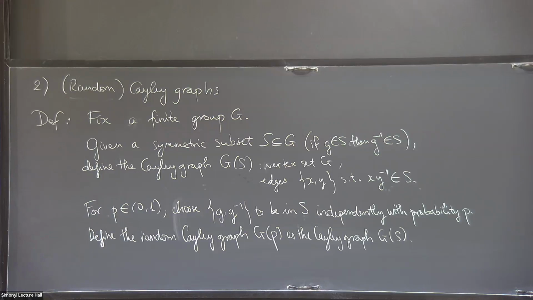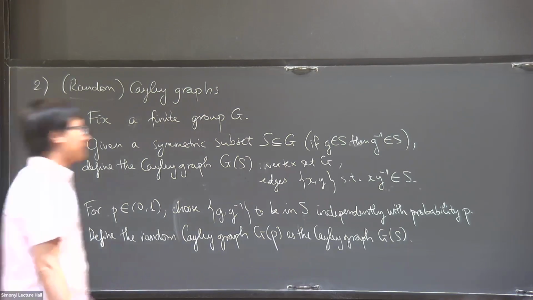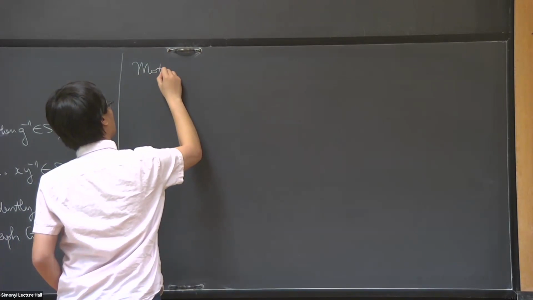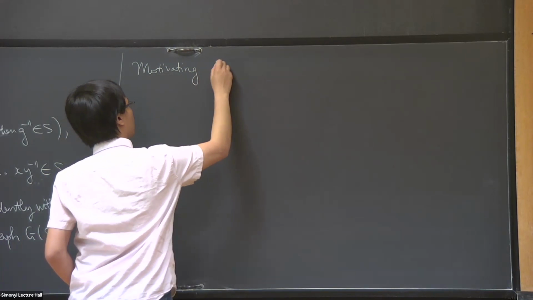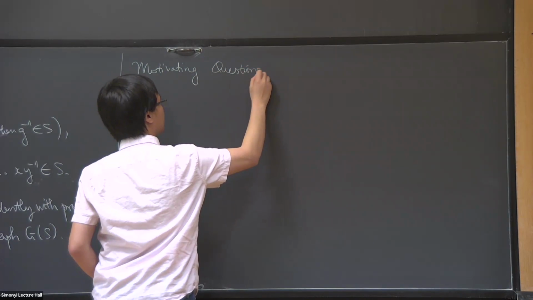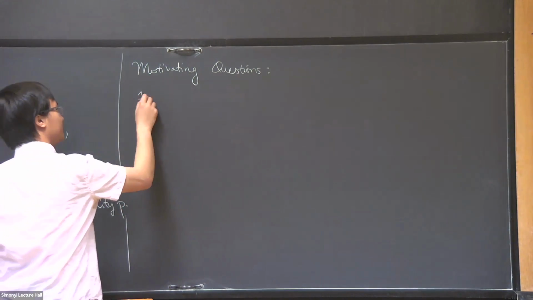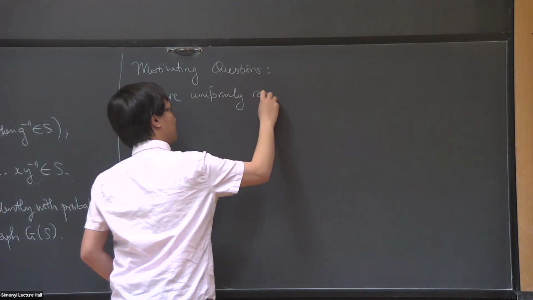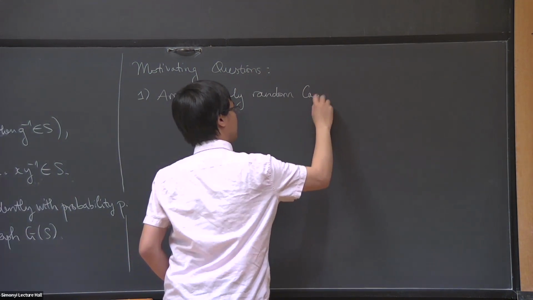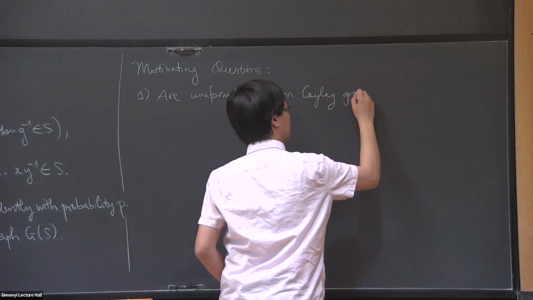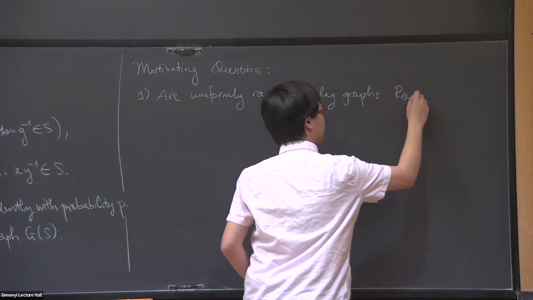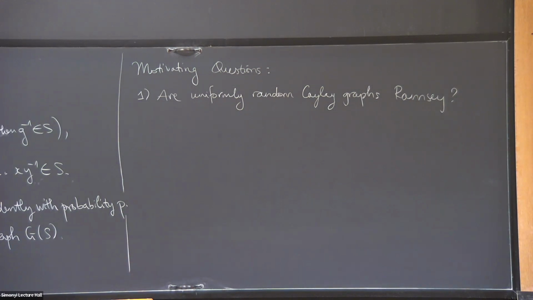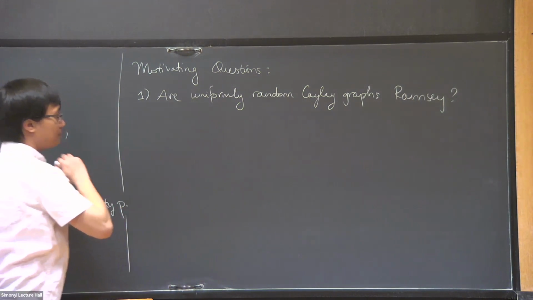Okay. So now here are our motivating questions. Let me pose here the two questions that will guide us throughout this talk. The first question is, are uniformly random Cayley graphs Ramsey? In particular, does there exist some universal constant C for which, say, over any reasonable group G, a uniformly random Cayley graph is C-Ramsey?